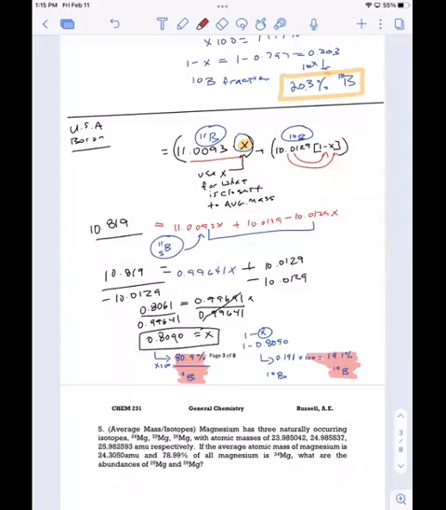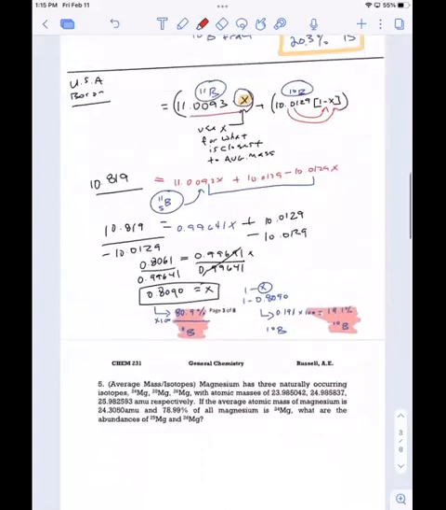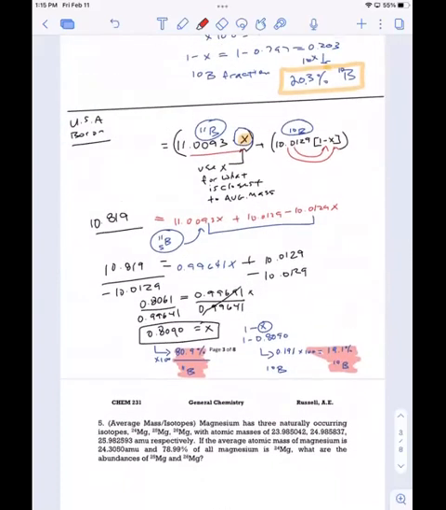All right. So we're going to do one more dealing with this average atomic mass, and then we're going to move into another topic. So we have another problem here. Before we do that, are there any questions about the second part of this problem?